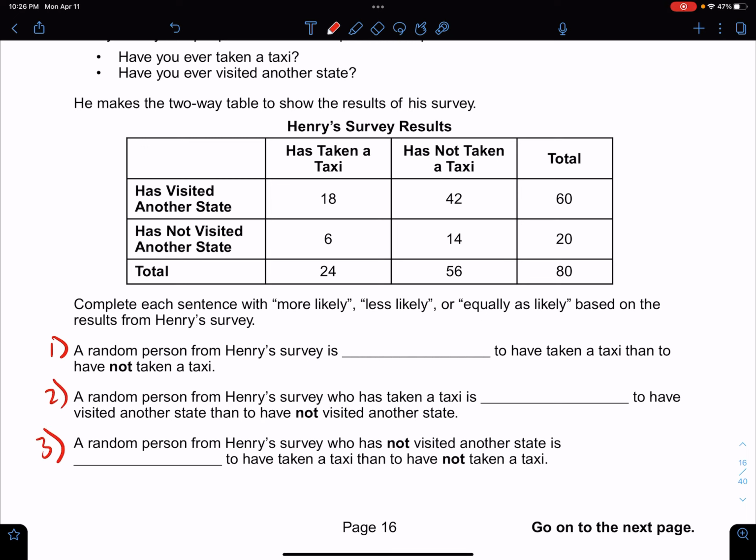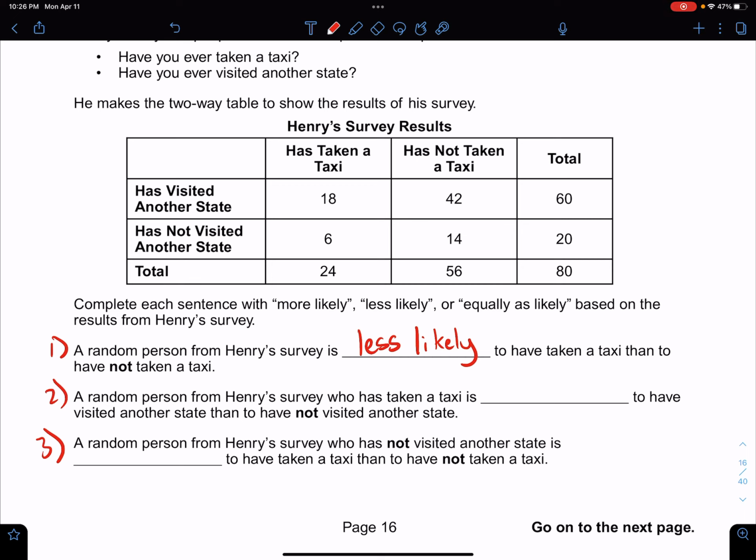Number 1 says a random person from Henry's survey is blank to have taken a taxi than to have not taken a taxi. So I look at my taxis here. So has taken a taxi and has not taken a taxi. So I say, is it more likely that someone has not taken a taxi or that has taken a taxi? And I say it is less likely to have taken a taxi than to have not taken a taxi.